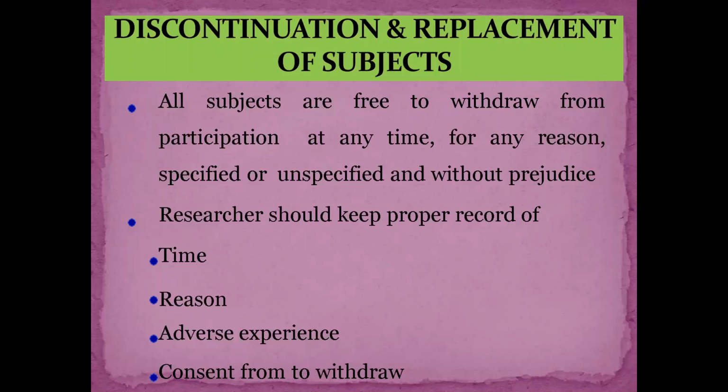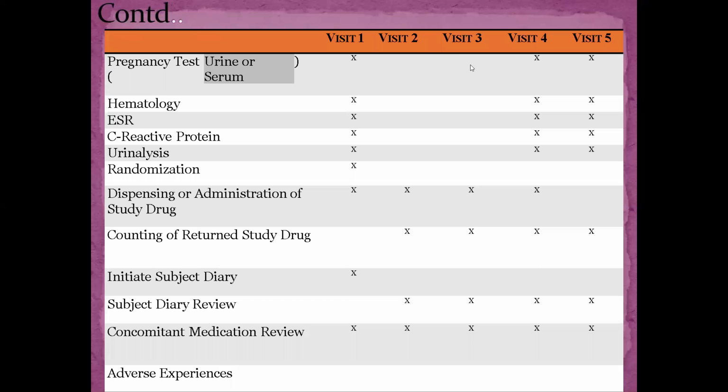And also, as I told, discontinuation and replacement of subjects will be there. It's not that the patient signed the consent in the beginning of the trial, came to the trial and is now involved in the trial. Here, subjects means patients, and they can withdraw from the study at any point. Okay, even if they are at visit 3, they may feel, okay, I am not willing to continue.